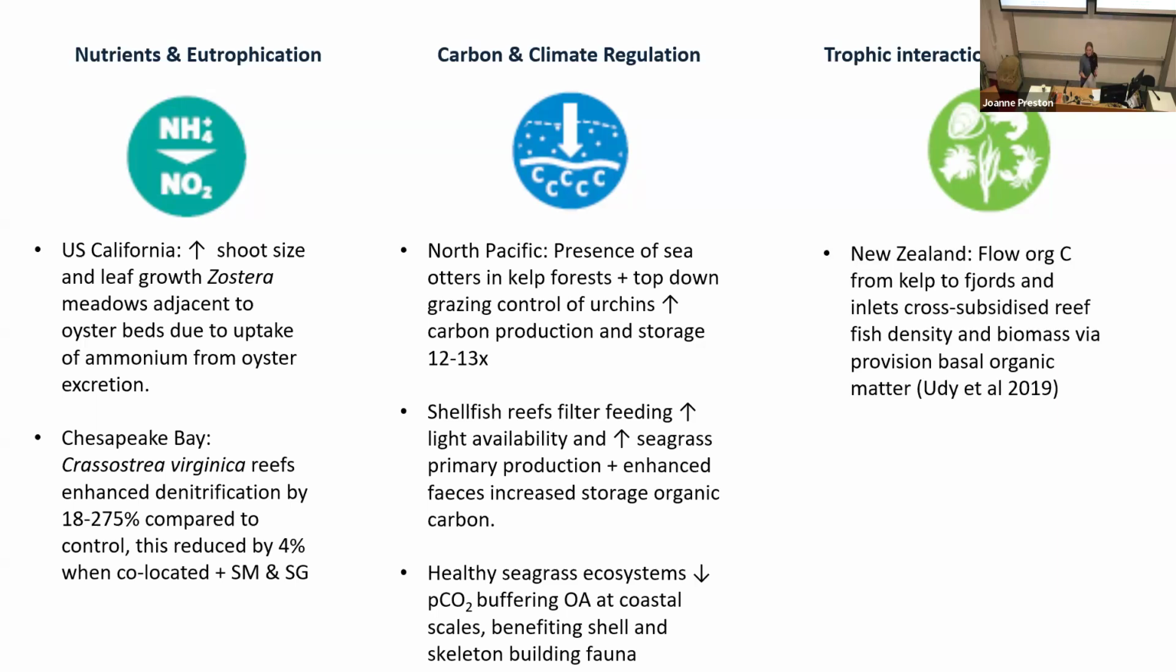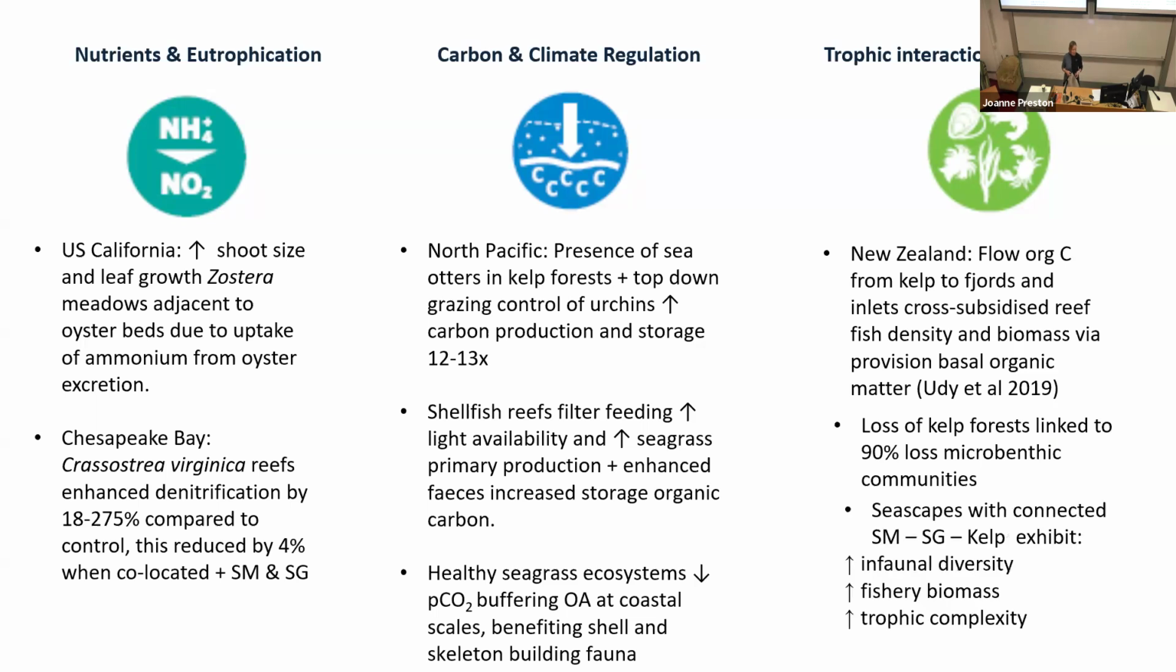And when we look at trophic interactions of biodiversity, in New Zealand, the flow of organic carbon from kelp to fjords and inlets cross-subsidised the reef fish density and biomass by the provision of this basal organic matter. Loss of kelp forests is linked to 9% loss of macrobenthic communities, shouldn't say micro. And seascapes of connected seagrass, salt marsh and kelp exhibit higher infaunal diversity, higher fishery biomass and higher trophic complexity.